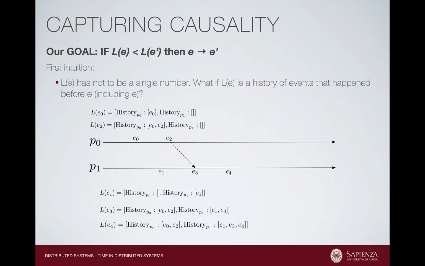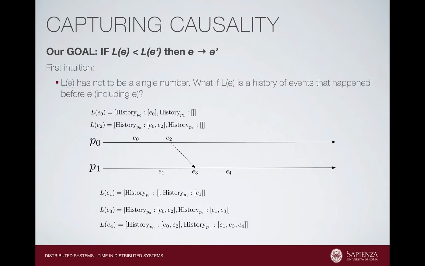And for event E4, we have the same thing as event E1. So event E4, for the history of P1, depends on E1, E3, E4.